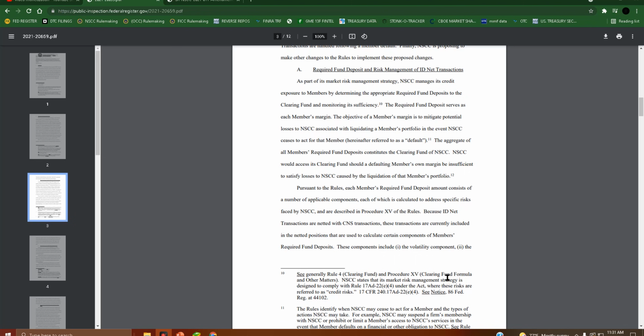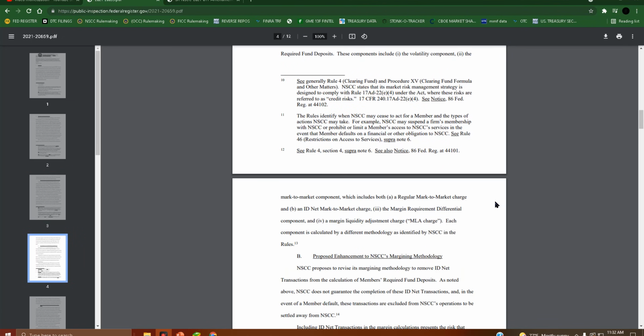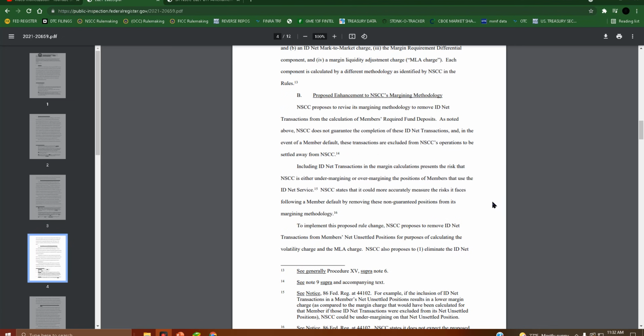So basically, ID net transactions are netted with CNS transactions, which is continuous net settlement. These transactions are currently included in the netted positions that are used to calculate certain components of members' required fund deposit. The components include the volatility component, the mark-to-market component, which includes both A, regular mark-to-market charge, and B, an ID net mark-to-market charge, the margin requirement differential component, and lastly, a margin liquidity adjustment charge, or MLA charge.